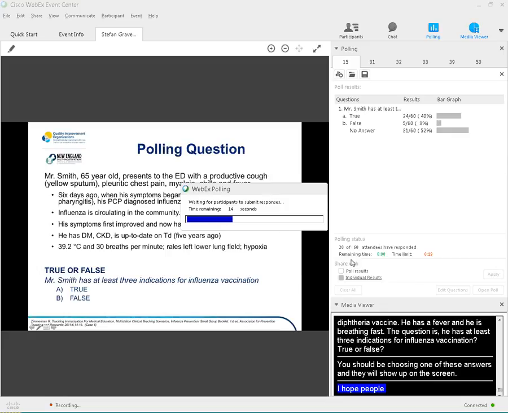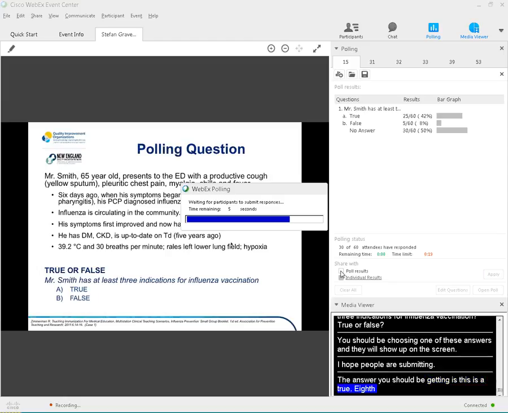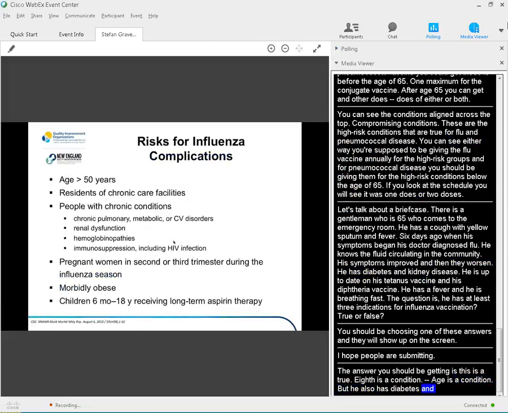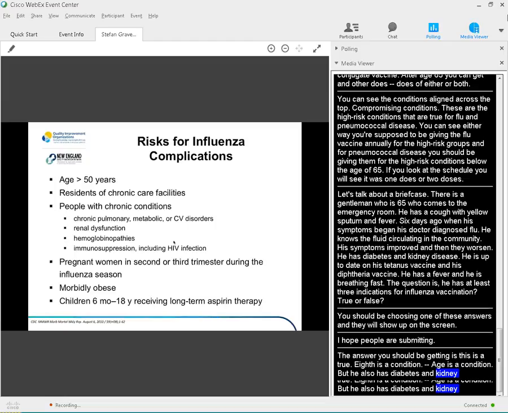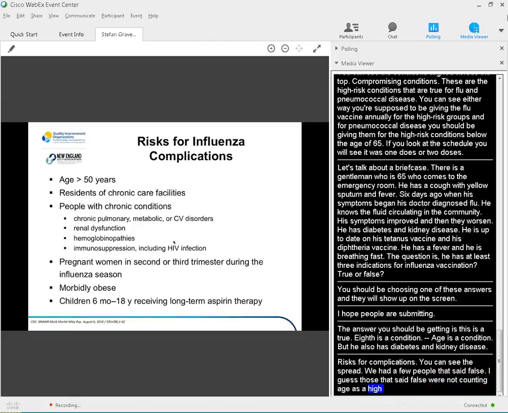And the answer you should be getting here is this is true. Age is a condition by itself for flu vaccine, but he also has diabetes and kidney disease. So this would be true. So risks for complications for flu, you can see here's the spread. We had a few folks that said false, and I'm guessing that those that said false were not counting age as a high-risk condition. The first of these high-risk conditions, residents of chronic care facilities, would also count.